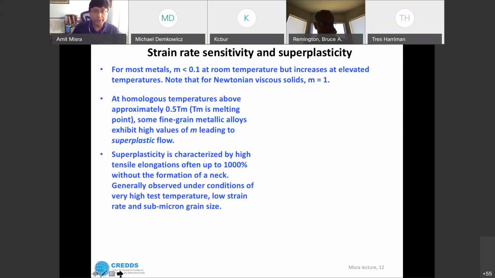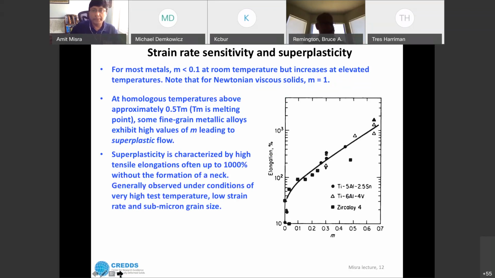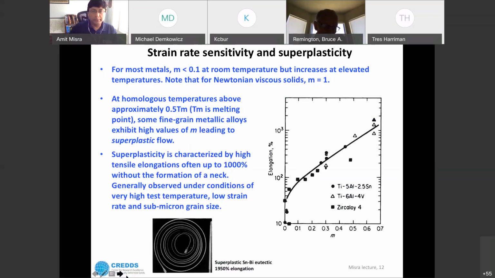So there are advantages of having a very high strain rate sensitivity. This is an example from titanium alloys and zirconium alloys, where you see the elongation in tension greater than 1,000% for very high strain rate sensitivities. This is an example from tin-bismuth eutectic that was strained to 1950%.